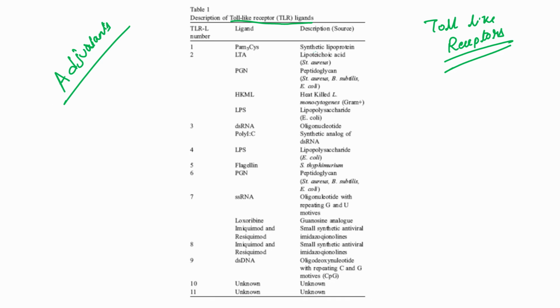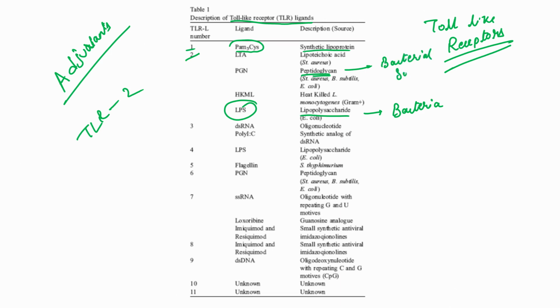If there is any synthetic lipoprotein, it is recognized by toll like receptor 1, then you have TLR2, that is going to recognize LPS, which I just mentioned is a lipopolysaccharide derived from bacteria. You can have other receptors for this. As I said, peptidoglycan is also present on the bacterial membrane, so on the bacterial surface.